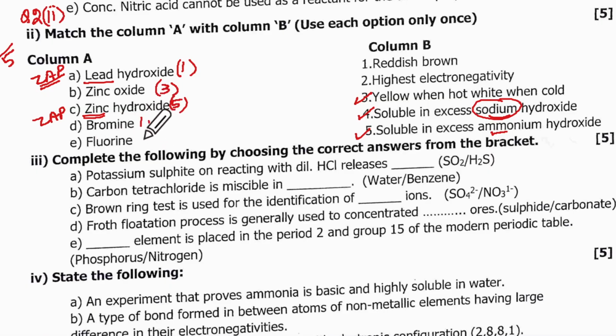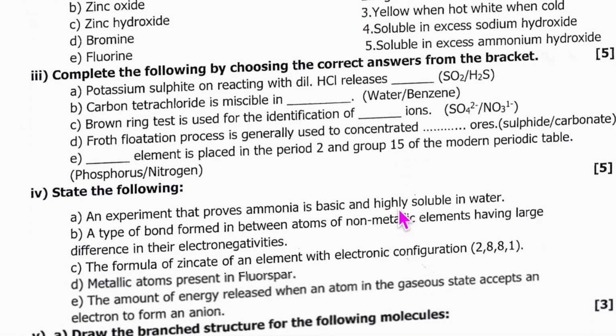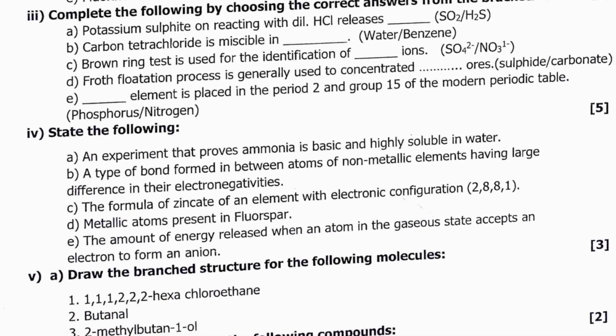Fluorine will have the highest electronegativity. Understood? Now write over here out of 5 how much you would get. Be quick. That is 25 marks. Complete the following.